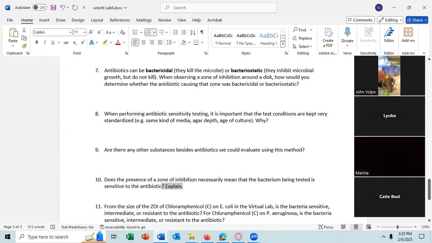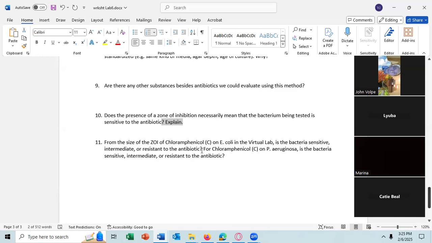11. From the size of the zone of inhibition of chloramphenicol on E. coli in the virtual lab, is the bacteria sensitive, intermediate, or resistant to the antibiotic? And then for chloramphenicol on P. aeruginosa, is the bacteria sensitive, intermediate, or resistant to the antibiotic? And give the answers here.